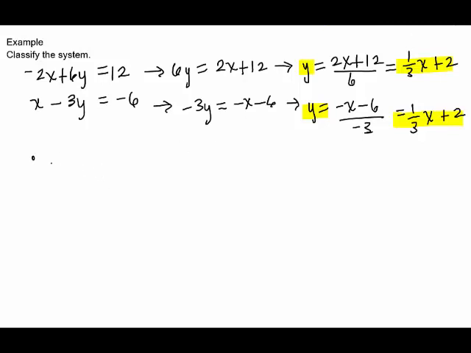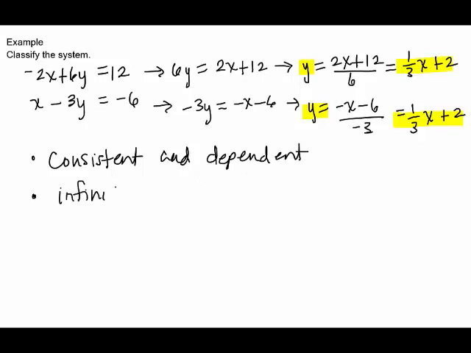And we would classify the system as consistent and dependent. However, if I'm trying to describe what kind of solutions it has, we're going to say that there's an infinite number of solutions, which include any of the points that are on the line y equals 1/3 x plus 2.